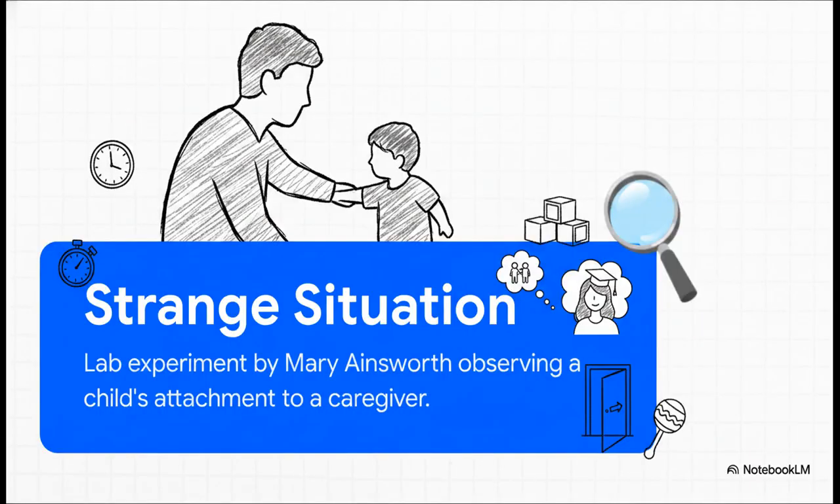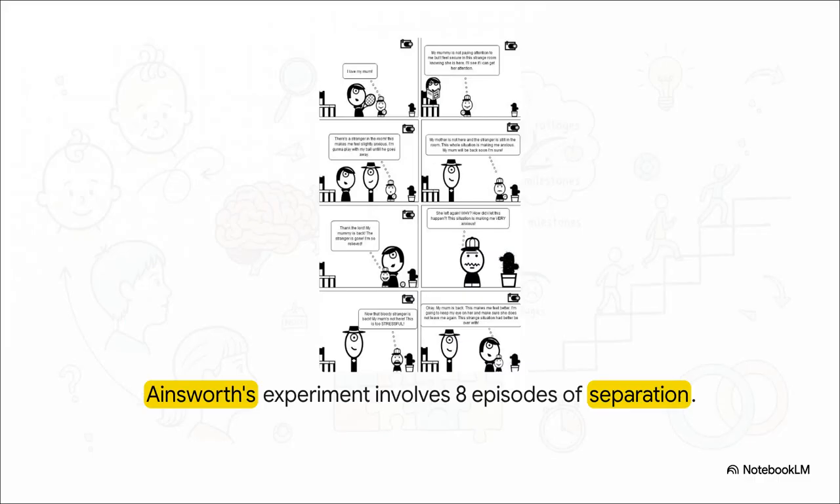To actually measure the quality of this attachment objectively, developmental psychologist Mary Ainsworth created a brilliant, now famous lab experiment called the strange situation. It was meticulously designed to observe exactly how a young child reacts to their caregiver while under controlled, mild stress. Here's how it actually works in action. The method involves 8 structured episodes of separation and reunion.